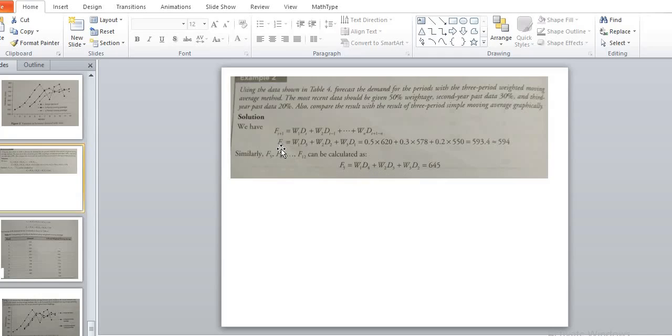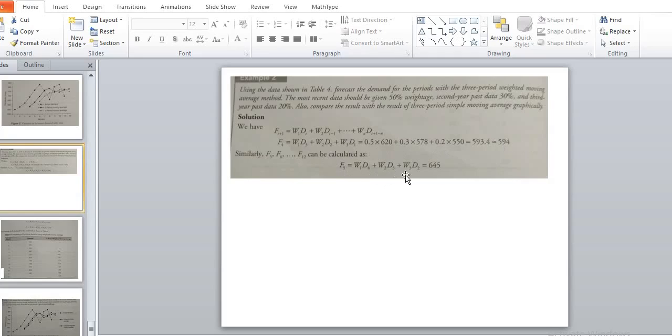So F4 we calculate as follows. Consider the data of the first, second and third months. Weightages are given as W1, W2, W3. For the old month data, the weightage is smaller, 20%, and as the data is more recent, the weightage is larger. For this fourth month forecasting, the third month is the most recent, so the larger weightage of 0.5 is given. For the second month the weightage is 0.3, and for the first month the weightage is 0.2. And this value comes as 594.